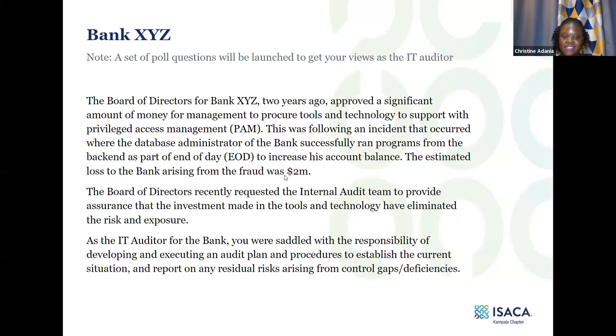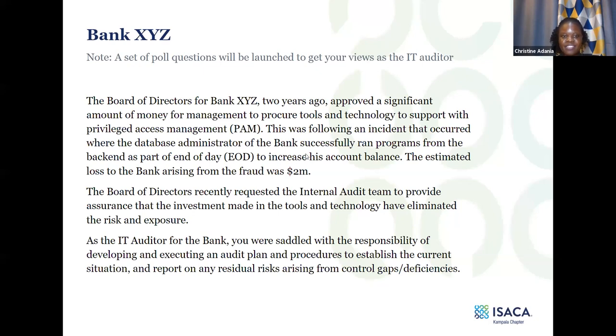The board of directors recently requested the internal audit team to provide assurance that the investment made in the tools and the technology have eliminated the risk and the exposure. As the IT auditor of the bank, you are saddled with the responsibility of developing and executing an audit plan and procedures to establish the current situation and report on any residual risks arising from the control gaps and deficiencies. Yeah. So you've read that.